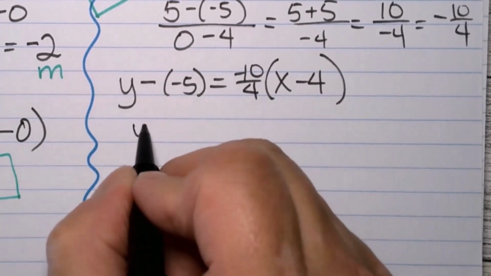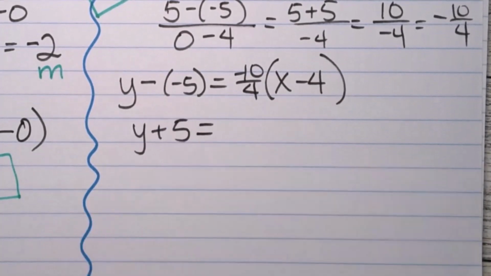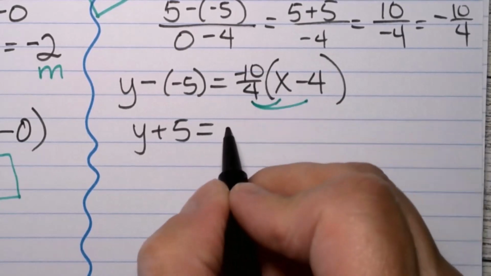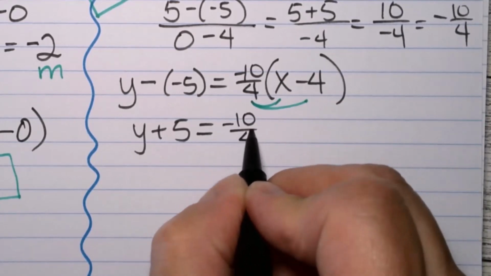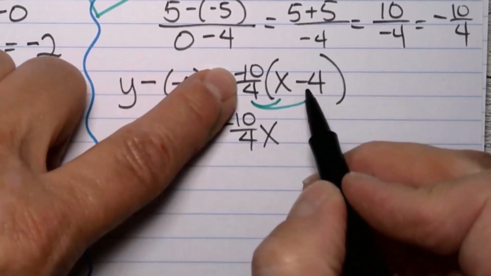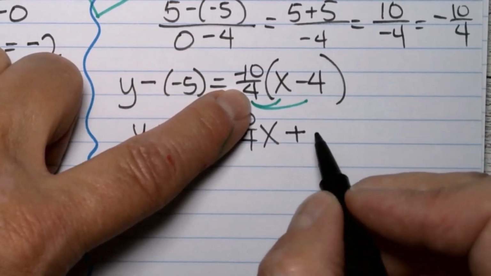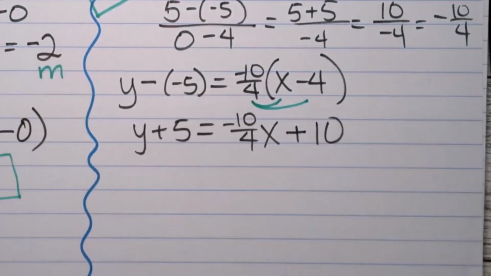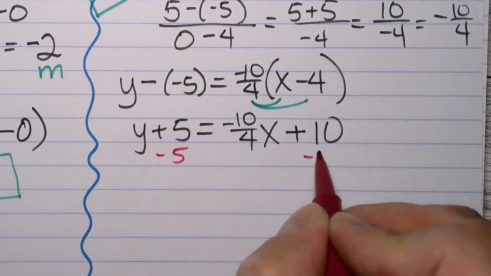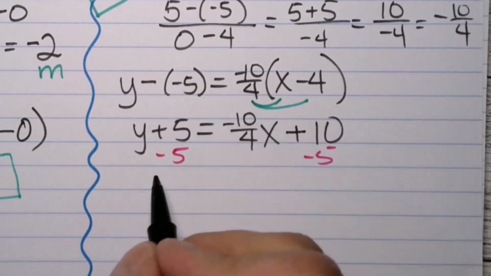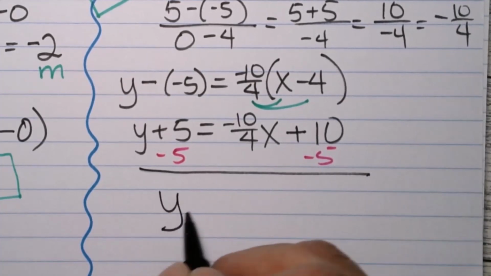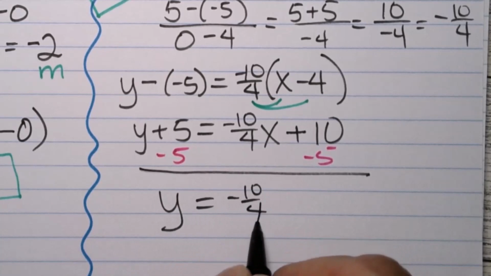That double negative changes to a plus again, multiplying this ugly fraction through. It's not so bad times a variable. We just copy it times x. And now we have a negative times a negative. That's a plus. And the 4's are going to cancel, and you're just left with the numerator, which is 10. Subtract the 5. We end up with y equals negative 10 fourths x plus 5.